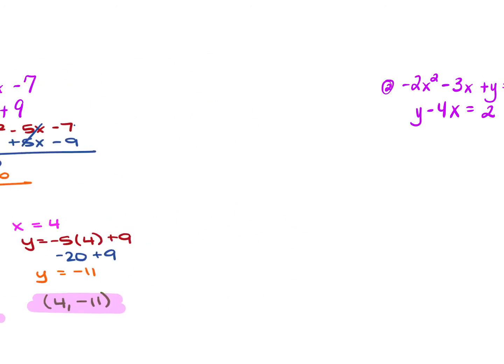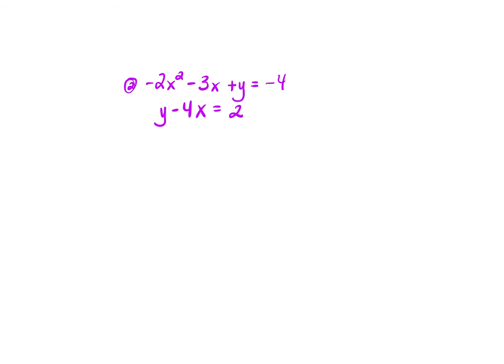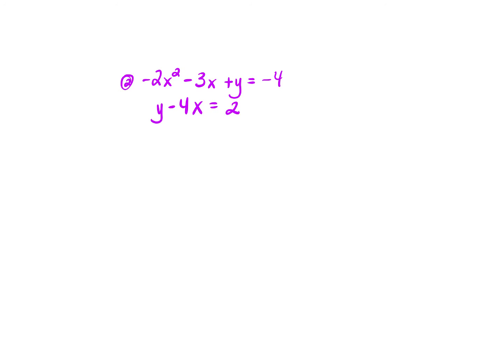For the next problem, we have negative 2x squared minus 3x plus y is equal to negative 4, and y minus 4x is equal to 2. Again, we're going to use substitution here because we have that x squared, and on that bottom equation we have y. So we're going to move that 4x over by adding it to both sides. So this gives us y is equal to 4x plus 2.